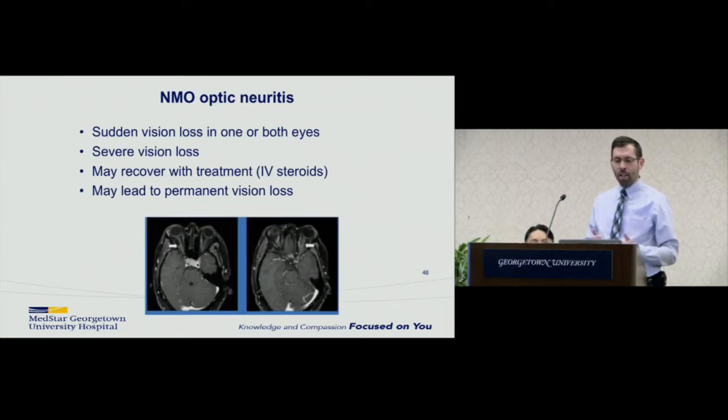So optic neuritis is usually sudden vision loss in one or both eyes. In NMO, it tends to be bilateral vision loss, whereas in MS, it's usually in one eye only. And it usually gets better with steroids. We treat a lot of flare-ups of MS and NMO with steroids. But unfortunately, in this case, it can lead to permanent vision loss. And this MRI is just highlighting that this patient actually has bilateral optic neuritis. So both the right and left optic nerves are inflamed.